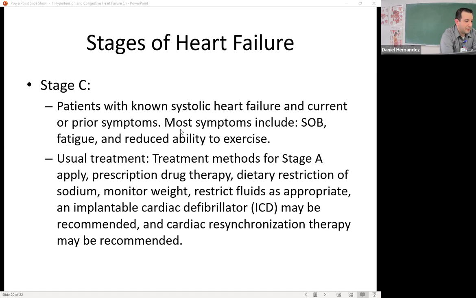When we get into stage C, or stage 3, all the same treatments that apply for stage A, the medications we could administer, lifestyle changes and all that stuff, hold true. But these patients may also require further assistance from things like a defibrillator, cardiac resynchronization. They may also require oxygen therapy at this point, if their shortness of breath has become severe.